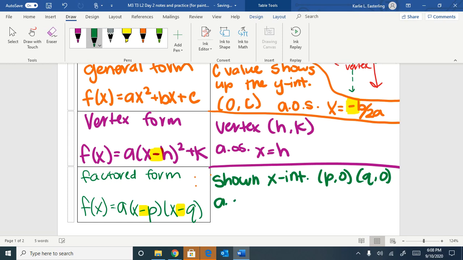For our axis of symmetry here, we were looking at x equals p plus q divided by 2. And again, very important here with this axis of symmetry and these x-intercepts, you got to think the opposite because it's inside because of that negative there.